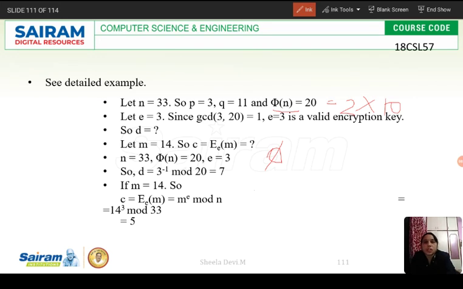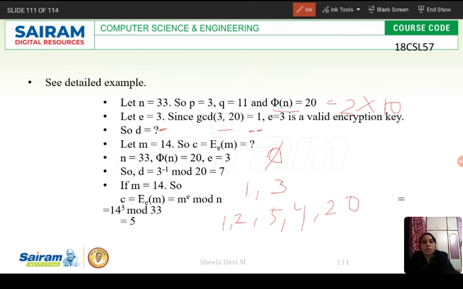Next, let E be equal to 3. Now we have to select the value of E such that GCD of E comma 20 is equal to 1. So I am selecting the value 3. If you calculate the greatest common divisor of 20 and 3, you will get only 1. 1 and 3 are the divisors of 3. And the divisors of 20 are 1, 2, 4, 5, 10 and 20.